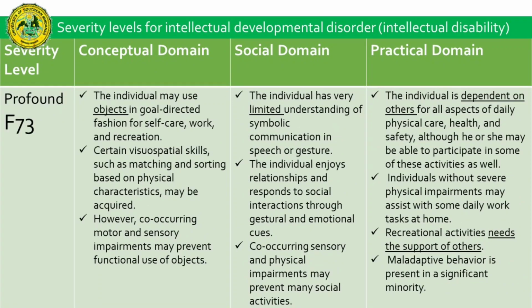And lastly, profound F73. For the conceptual domain, the individual may use objects in goal-directed fashion for self-care, work, and recreation. Certain visuospatial skills such as matching and sorting based on physical characteristics may be acquired. However, co-occurring motor and sensory impairments may prevent functional use of objects.